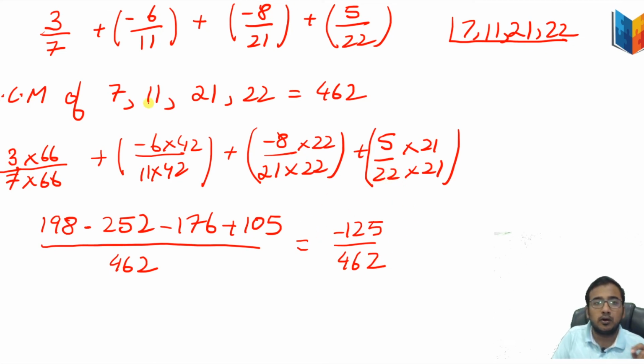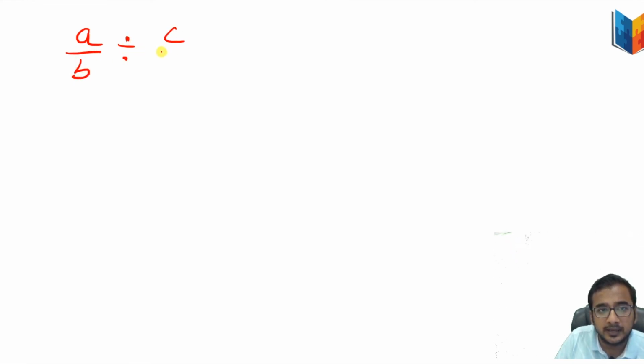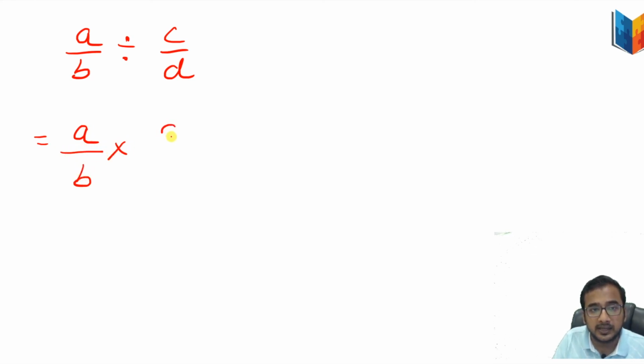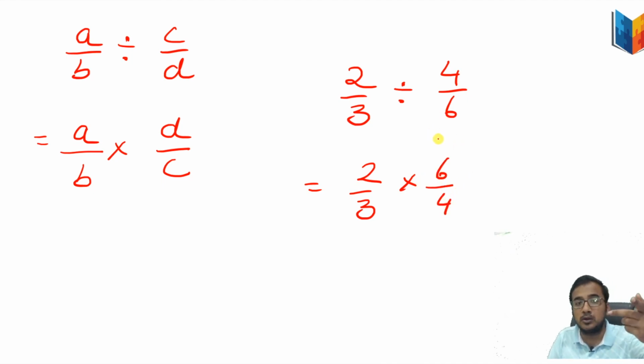So this is the way you all do the addition, subtraction, sum. But for division there is one rule. Suppose I write in the form of a by b divided by c by d. If you are doing division, remember that division is the reciprocal of multiplication. What does this mean? It means a by b will be multiplied by d by c. For example, if it is 2 by 3 divided by 4 by 6, what I will do is 2 by 3 multiplied with 6 by 4. So this becomes the reciprocal, which is very very important in rational numbers.